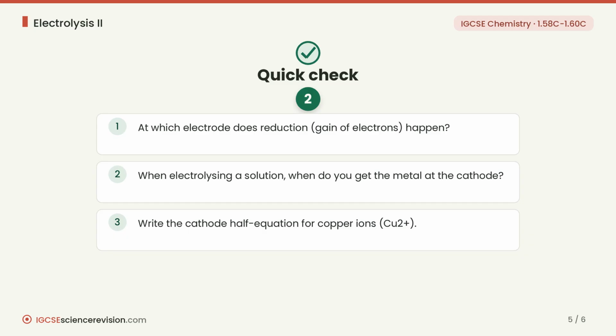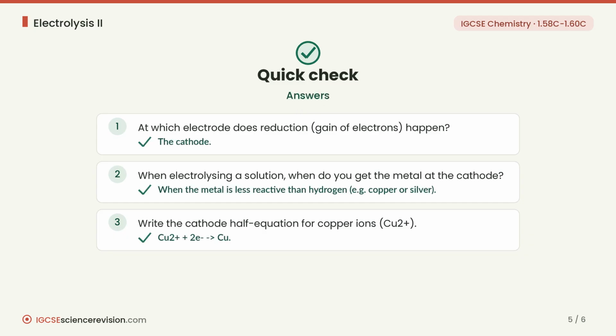3, 2, 1. Here are the answers. 1. The cathode. 2. When the metal is less reactive than hydrogen, e.g. copper or silver. 3. Cu2+ plus 2e- gives Cu.